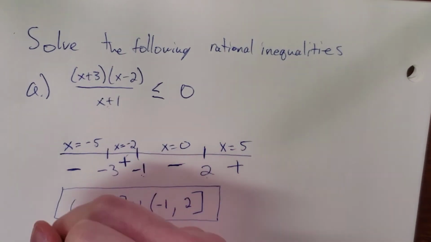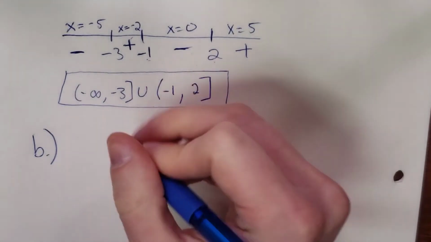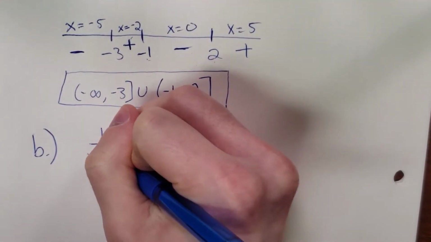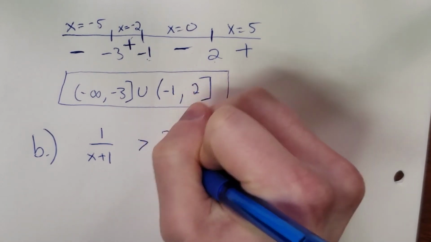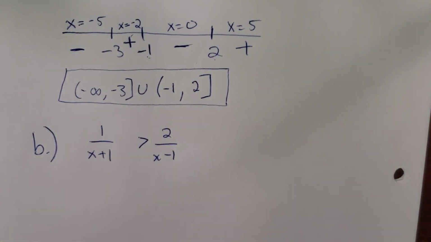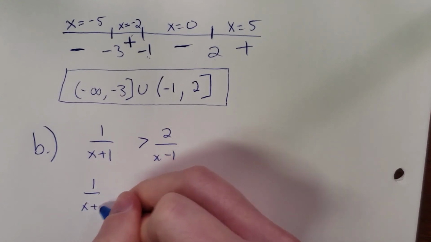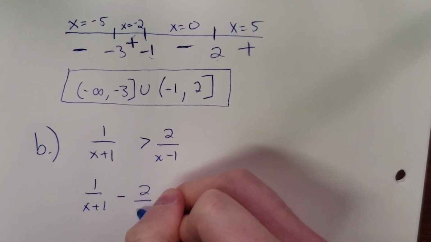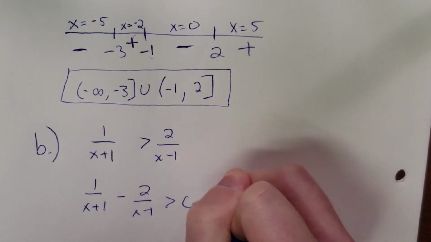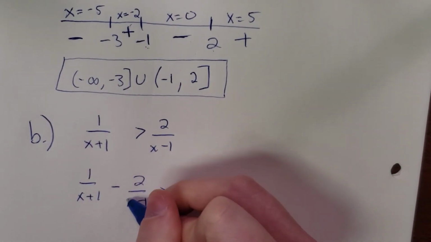We're going to do one more problem, and that'll be it for this section. And that looks like this. So the first thing we want to do is rewrite the problem to make it look like the previous problem. How do we do that? We move everything to the same side. So I just subtracted 2 over x minus 1 on both sides, and we get this.